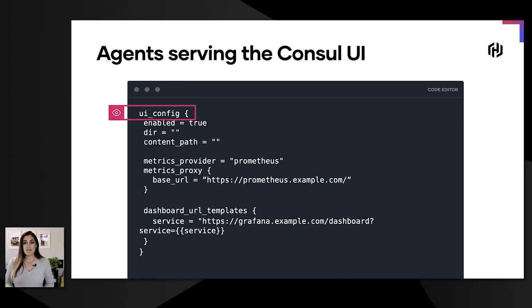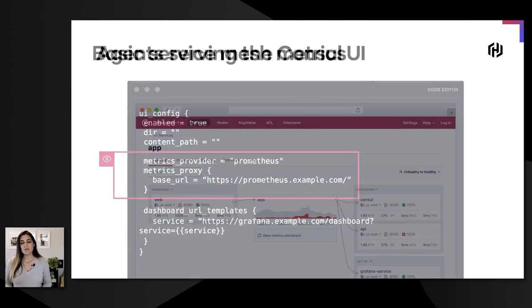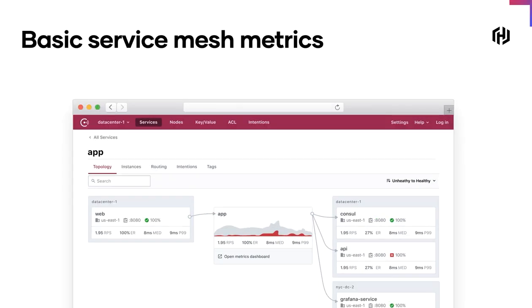First, we'll go into the UI config stanza on agents that serve up the Consul UI and add a series of properties for a metrics provider. We can integrate with various metrics providers, but our built-in option right now is Prometheus. By adding just a few fields, we'll be able to see all of these metrics on the topology diagram. Now, the goal of this feature is to give you enough information to inform your next troubleshooting step, but it's not to replace your current observability solutions.